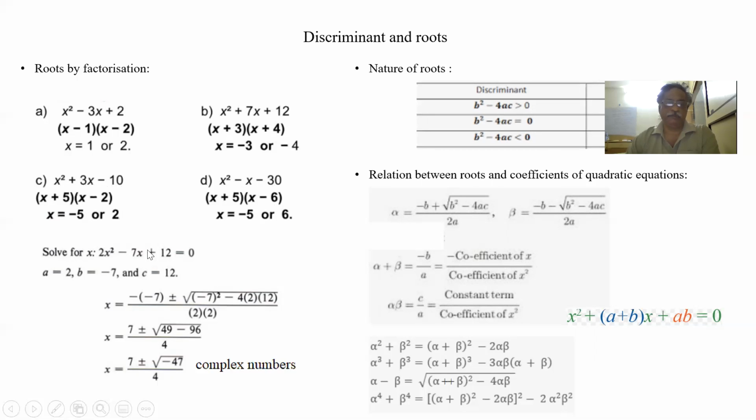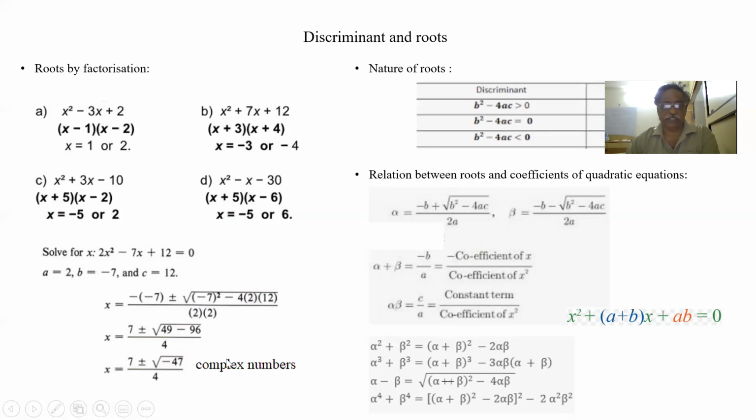So let us see here. Here we don't have a perfect root. 12 2s are 24. 24 means 6 4s are 24, 8 3s are 24. Nowhere am I getting 7. So I am going for minus b plus or minus square root of b square minus 4ac by 2a. This is a complex number. See, root of minus 1 is a complex number. So 7 plus i root 47 by 4, and 7 minus i root 47 by 4. These are the two roots.